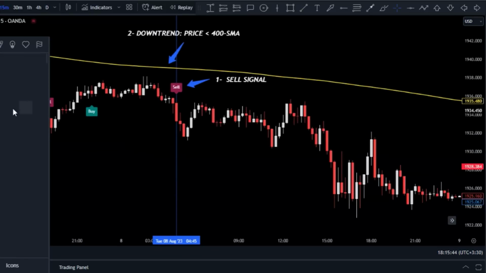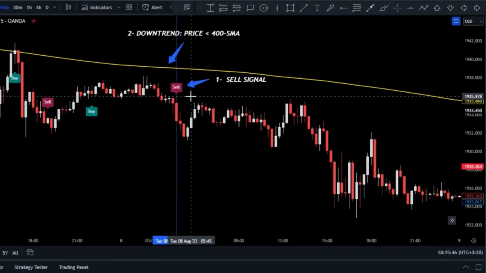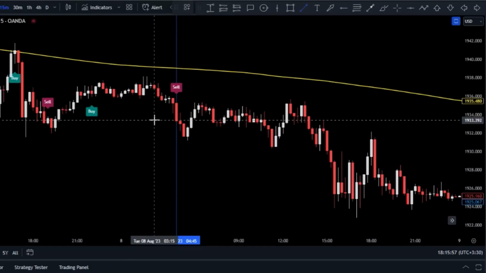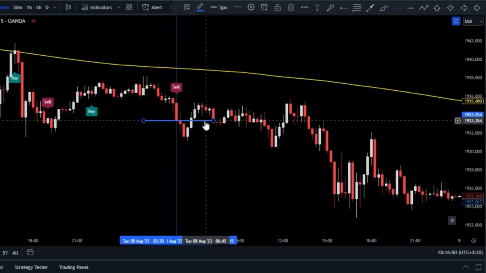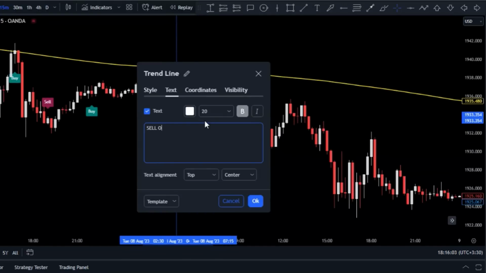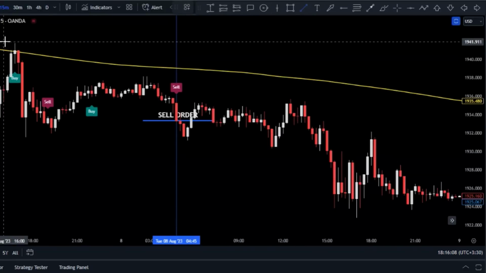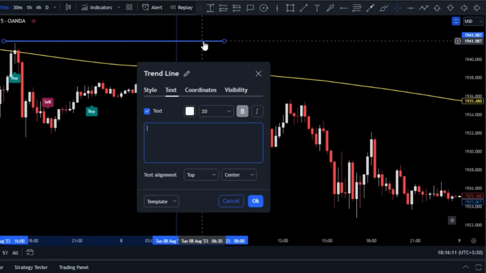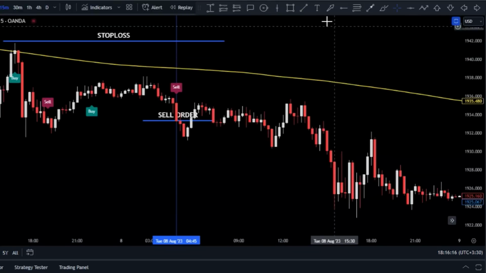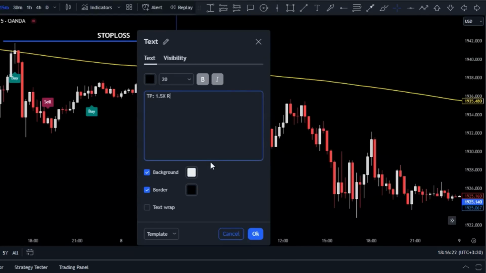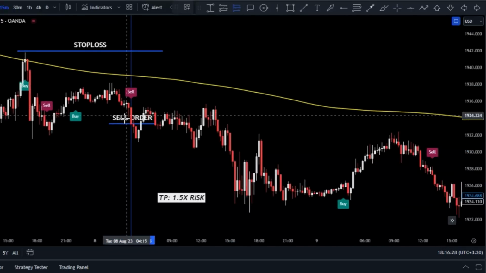So once all these criteria come together, you've got yourself another valid signal, this time for selling. Now you're set to open that sell position. Consider using the recent swing high as your stop loss reference. And for the risk to reward, target a ratio of 1 to 1.5.